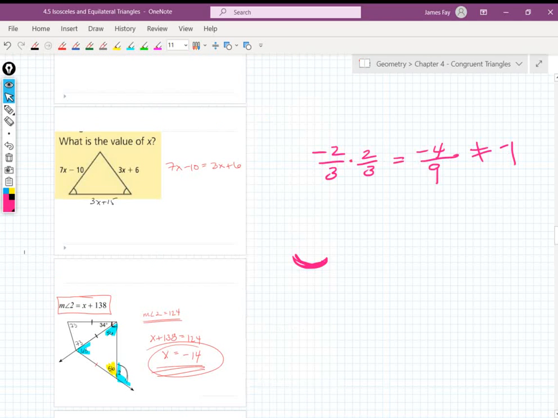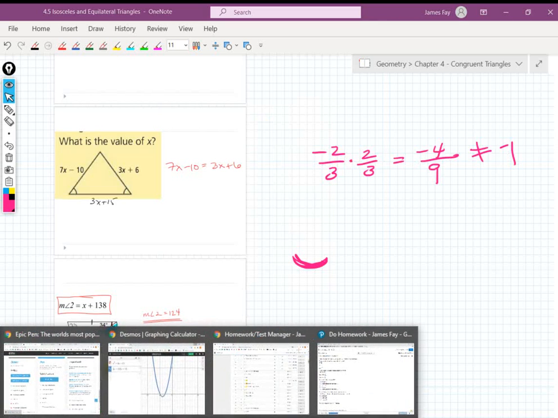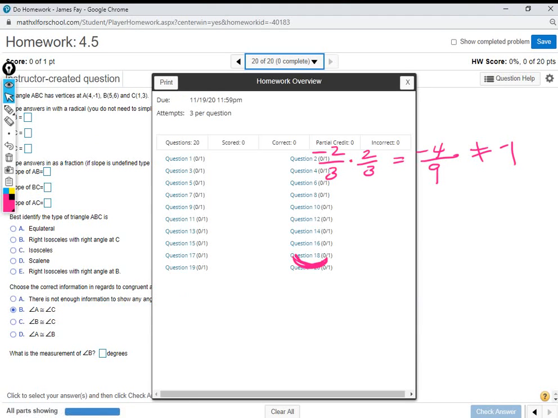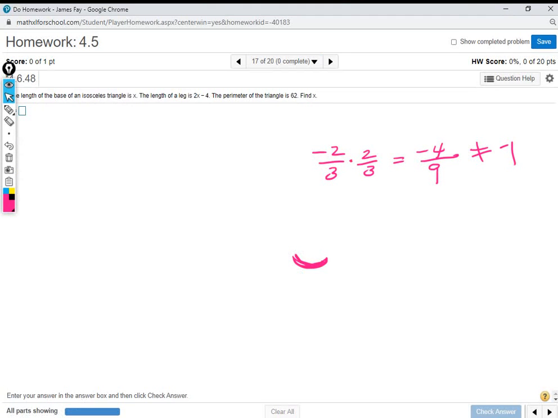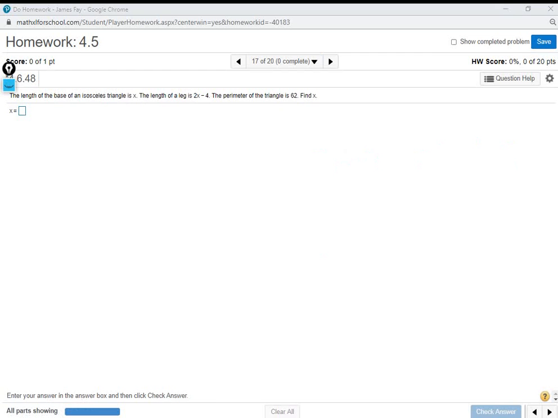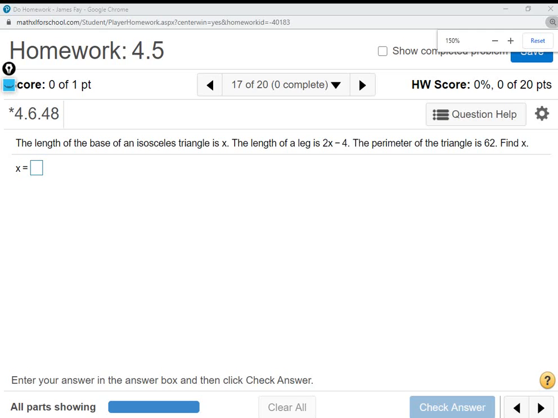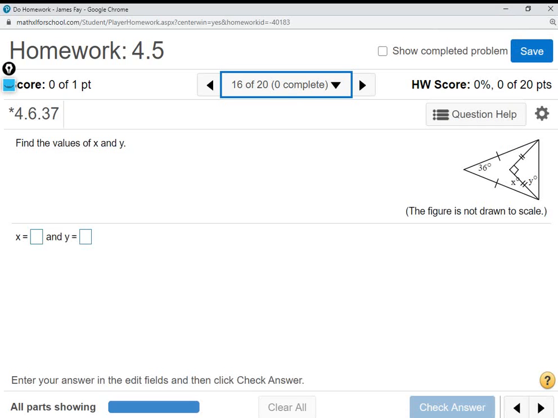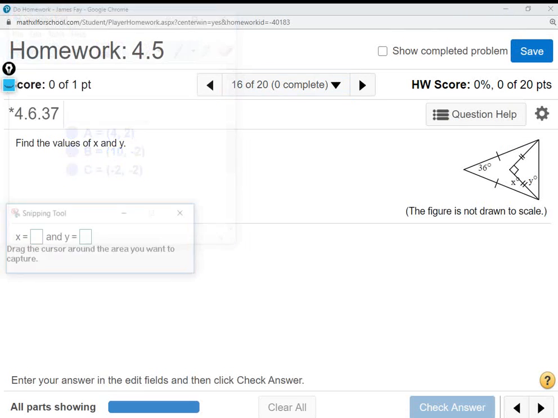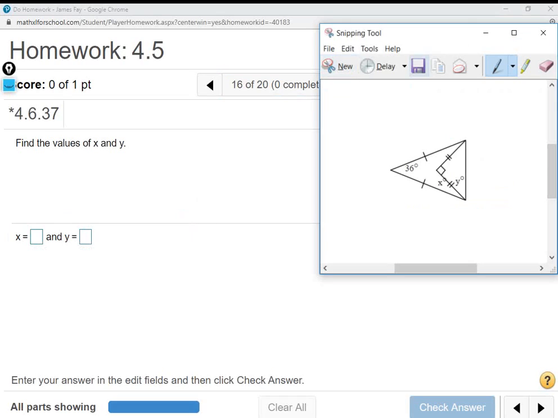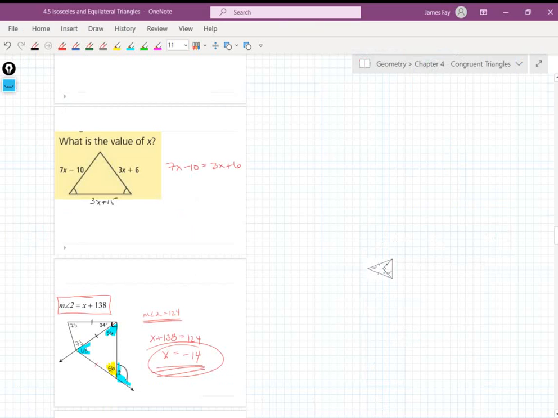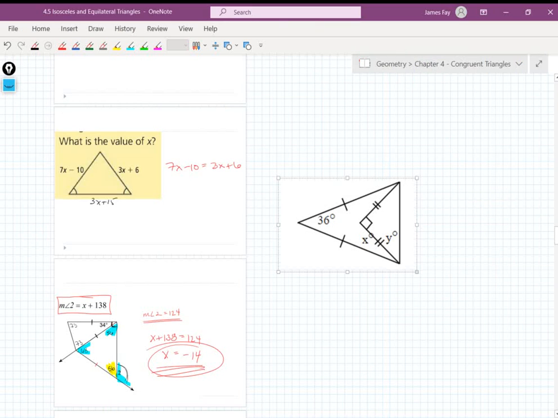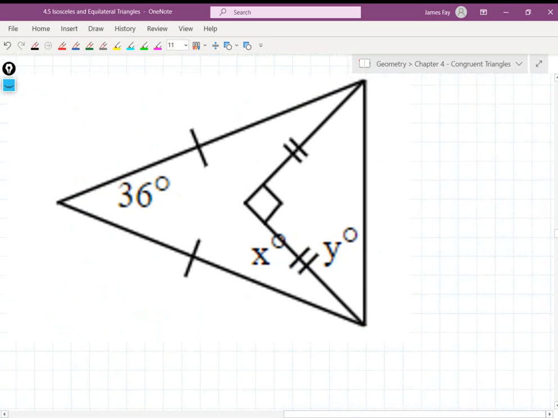Does anybody have any other questions on that assignment? 17. We already did that one. Yep. What about number 16? I keep doing it, but I keep getting it wrong. Find values of x and y here. What number do you have in this angle right here? 36. Okay.